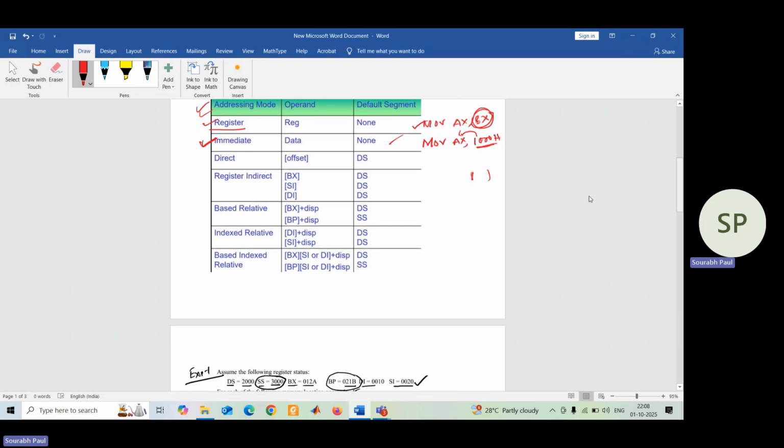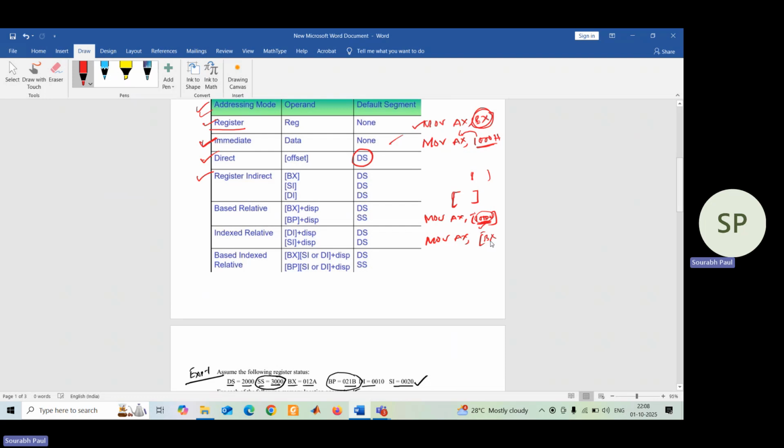So basically, when do we calculate a physical address? If an instruction is given in this format, with square brackets, for example, move ax comma in square bracket 1000 h. What type of addressing mode is this? Direct addressing mode. All of you know why: the address is directly given in the instruction. So in such a case, the default segment will be the data segment.